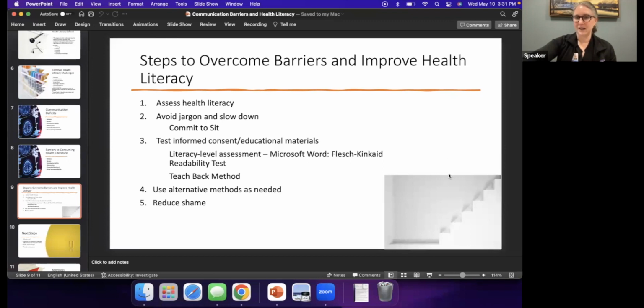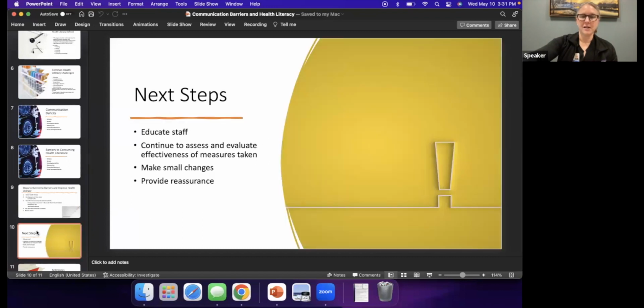Okay, so that brings us to our next steps. So where do we go from here? Let's say we want to implement some of these steps to improve health literacy for our patients with communication barriers. The first step might be to educate your staff. This is something that here at our hospital we are doing on a regular basis.